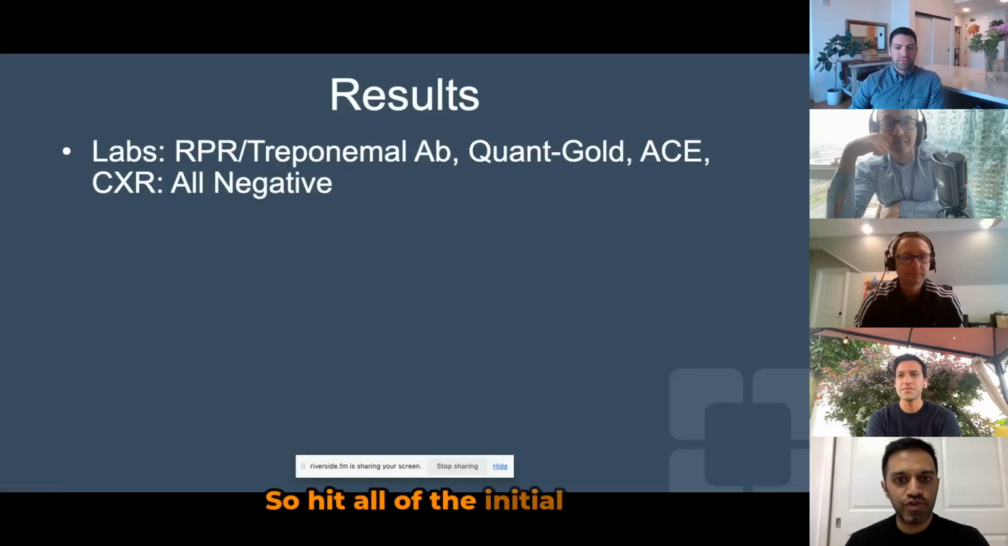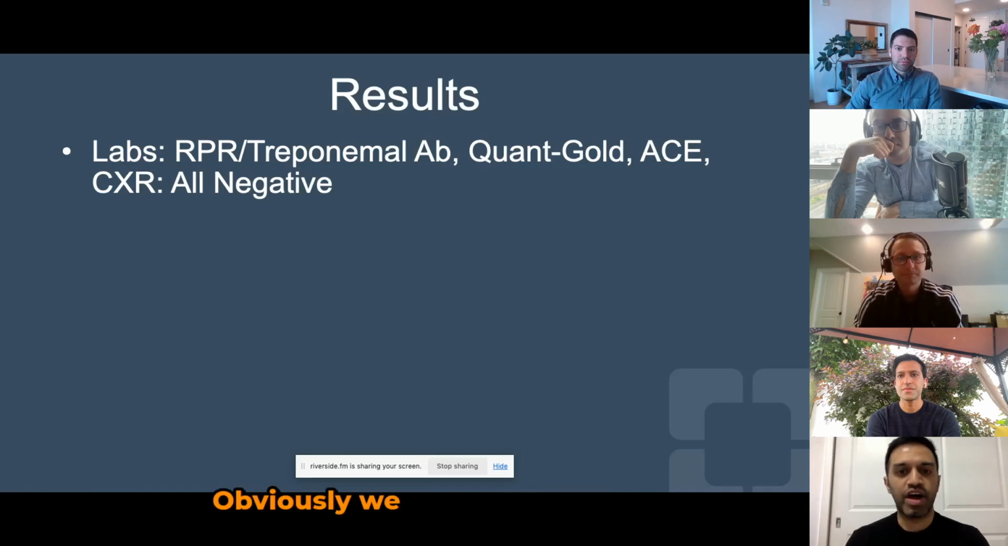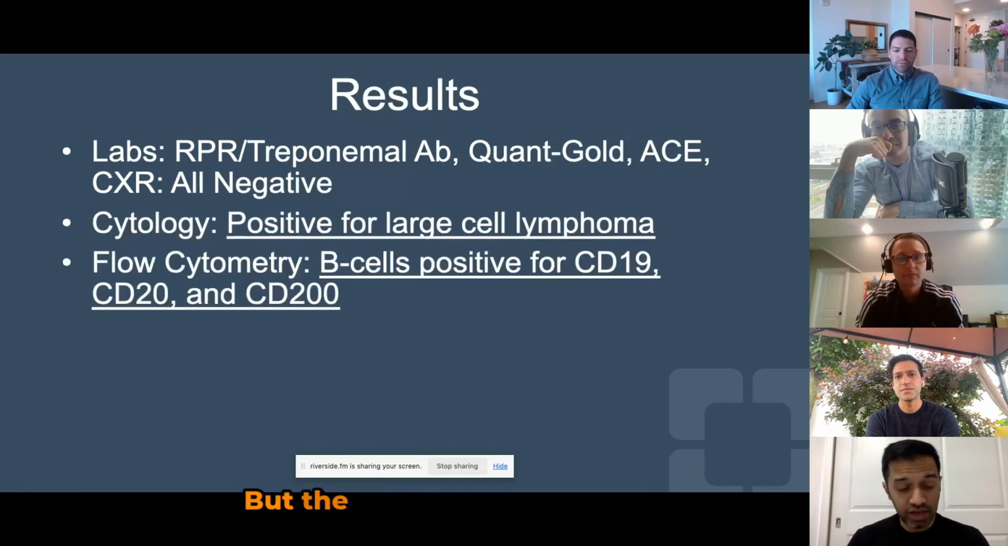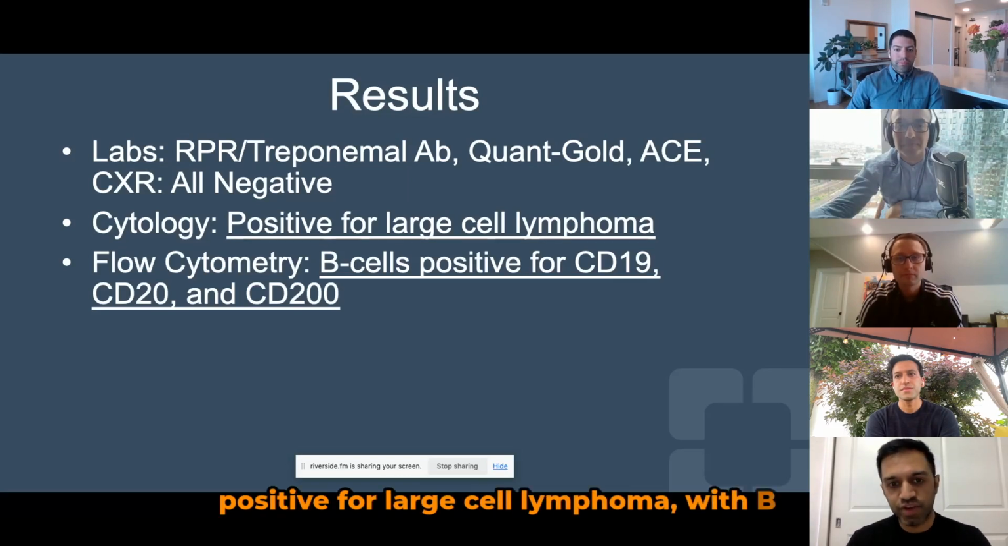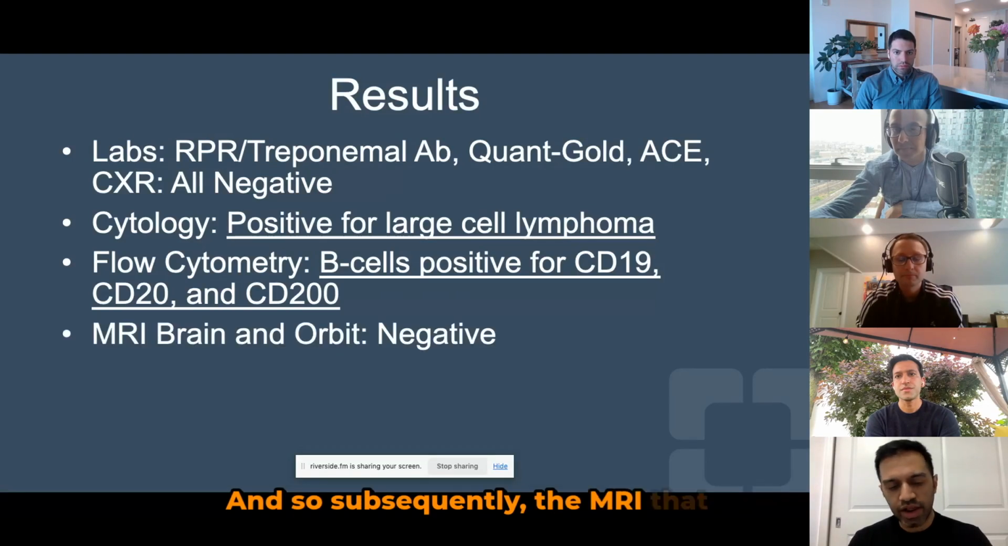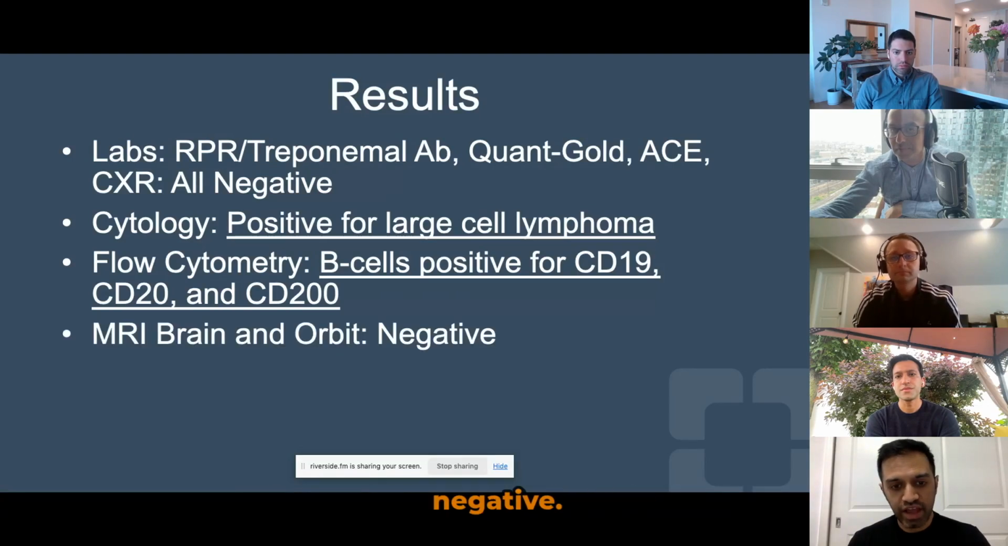All right. So all of the initial uveitis labs were negative. We actually knew this going into the surgery. Obviously, we would not have proceeded with the surgery had syphilis turned out positive. But the diagnostic vitrectomy was positive for large cell lymphoma, B cells positive for CD19, 20, and 200. And subsequently, the MRI that had been ordered, brain and orbit, was negative.